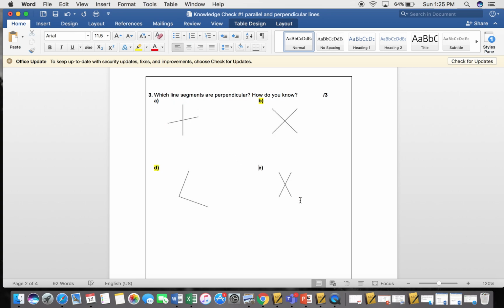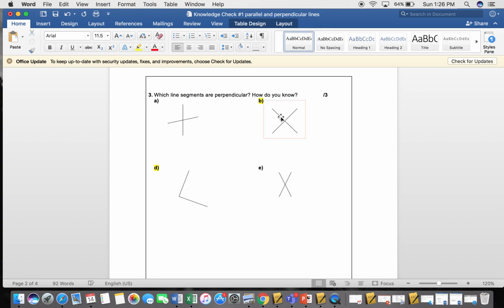And we can check E. We know it is not perpendicular because they run into each other, yes, but there is no 90-degree angle created. So this line up here ran into this line down here. That angle is much larger than 90, therefore it is not perpendicular.